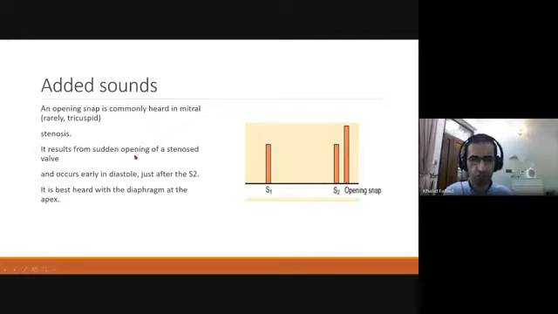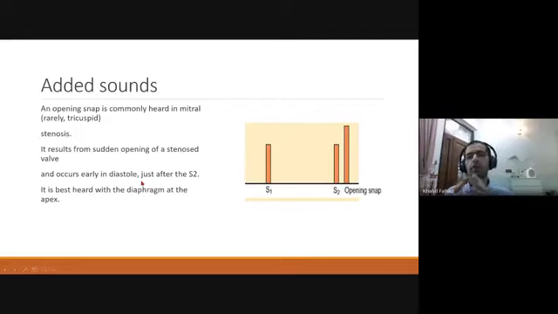So it results from sudden opening of a stenosed valve and occurs early in diastole. So its timing is similar to S3, early in diastole, just after the S2. So this is the first heart sound. This is the systole. This is the second heart sound, and after that you can hear the opening snap, and then later on, S1, S2, S1, S2.